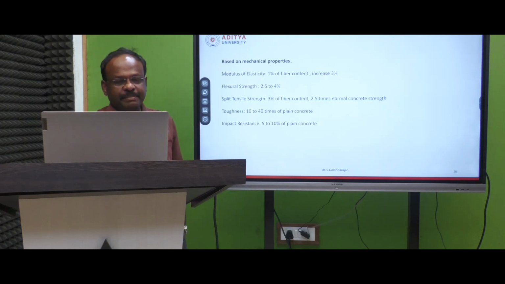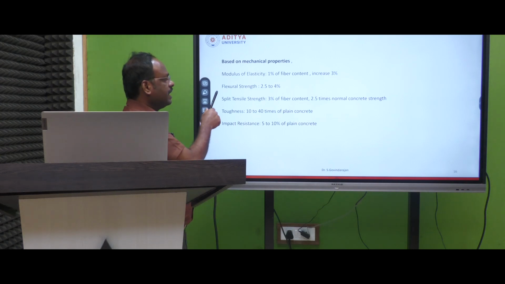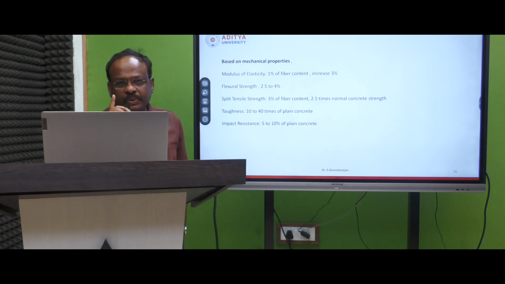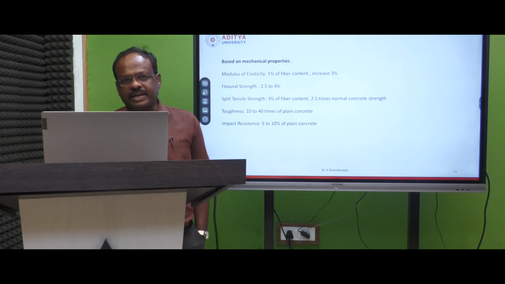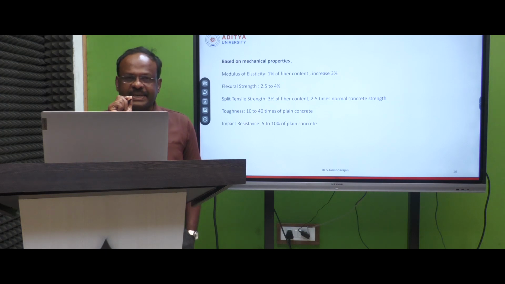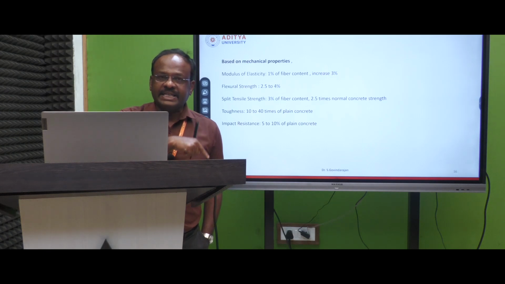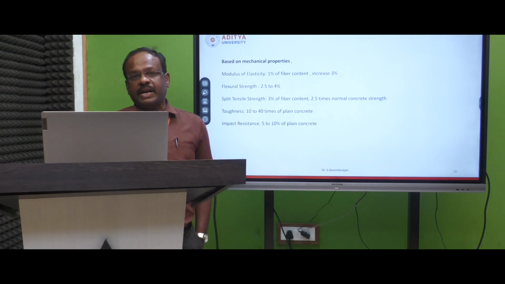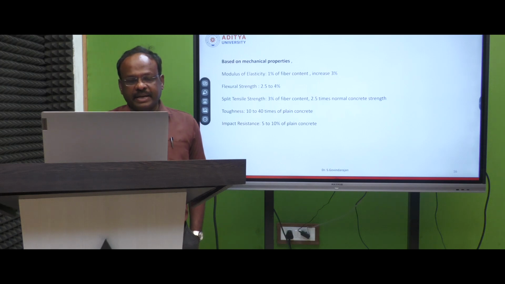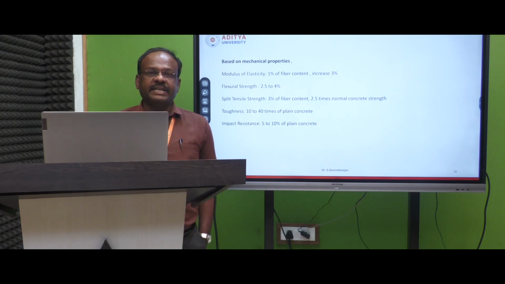Based on the mechanical properties, here I want to discuss some parameters, like modulus of elasticity. When you add 1% of fiber content, the modulus of elasticity value increases by 3%. Just think, if 1% of fiber is added into the concrete, the Young's modulus value will be 3% more, right? At the same time, for flexural strength, when fiber reinforcement is used, that value will increase by 2.5 to 4%, right?